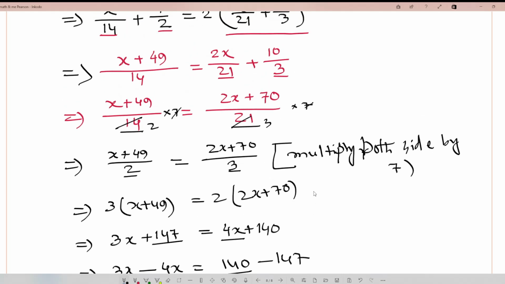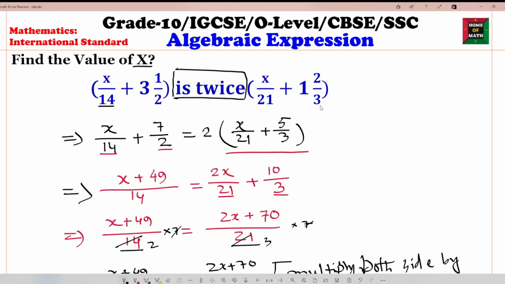So it is very easy but very important for any kind of international standard competitive examination like grade 10, IGCSE, O-level, CBSE and SSC. Try to find the solution at home and keep practicing more and more at home.